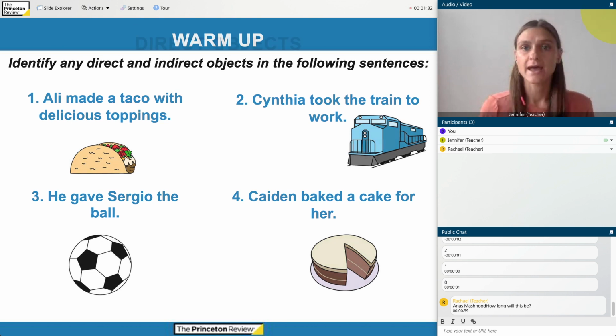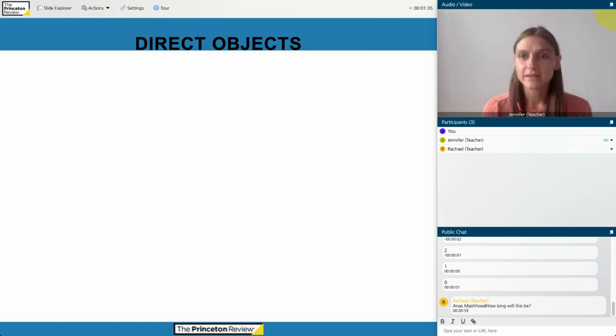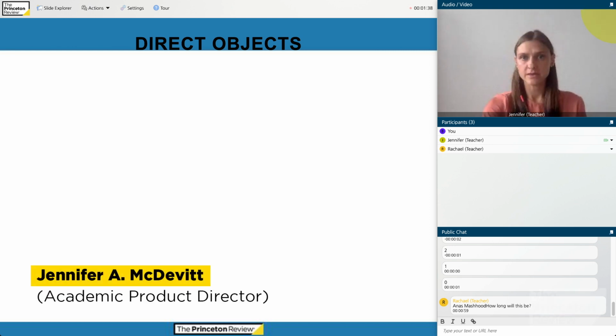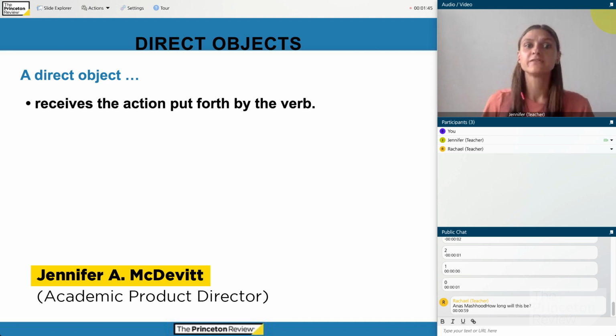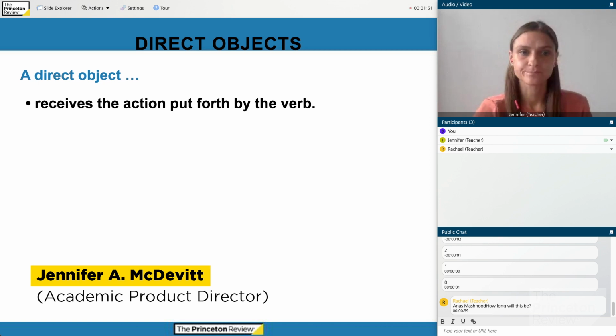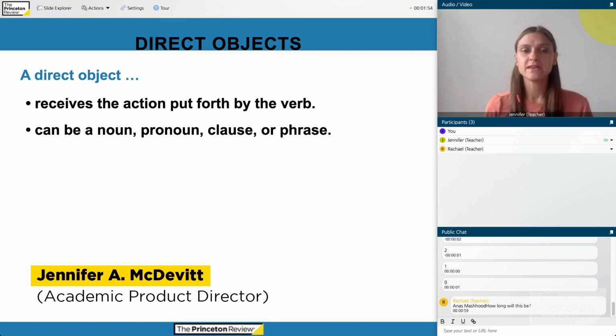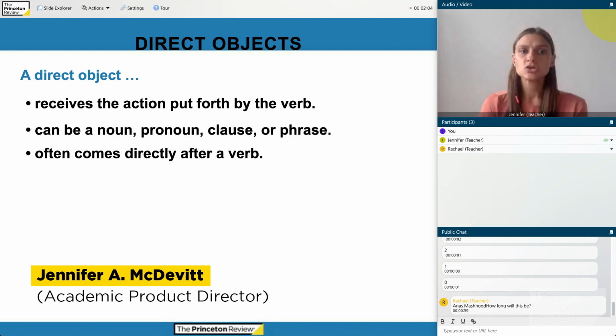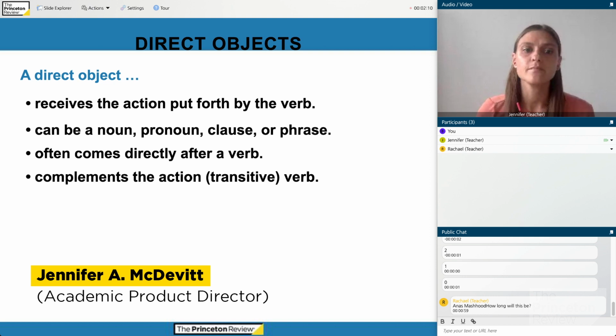So now let's take a look at our direct objects. So what is a direct object? Well, there are a few key things to keep in mind. For one, a direct object tends to receive the action of the verb, whatever that verb does. A direct object is some kind of a noun or a pronoun, or it can be a noun clause or a noun phrase. There are different constructions that are possible. And usually, not always, but very often, the direct object comes right after the verb. And finally, your direct object is going to go with a transitive verb. An intransitive verb doesn't take a direct object.